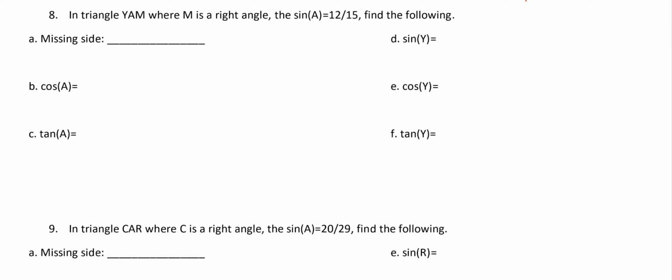Okay, so let's take a look at number 8. It says in triangle YAM, where M is a right angle, the sine of A is 12 over 15. Find the following. Okay, before we start doing any of this finding stuff here, let's take a look.